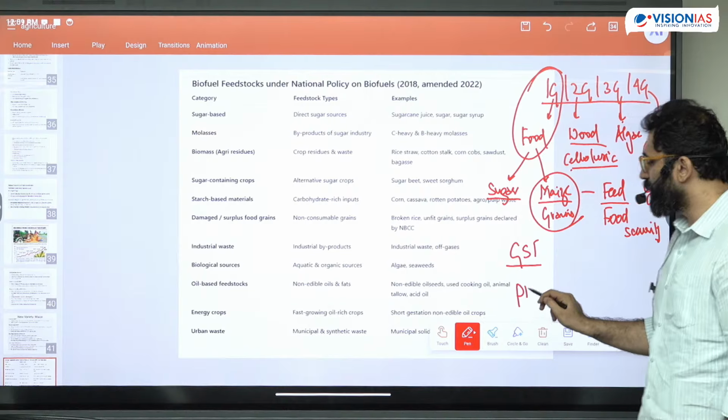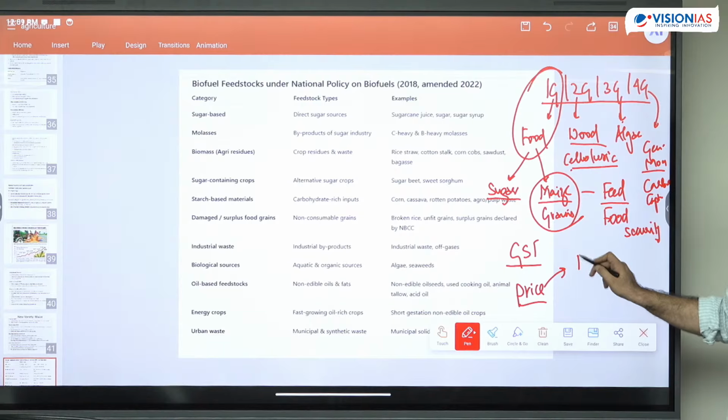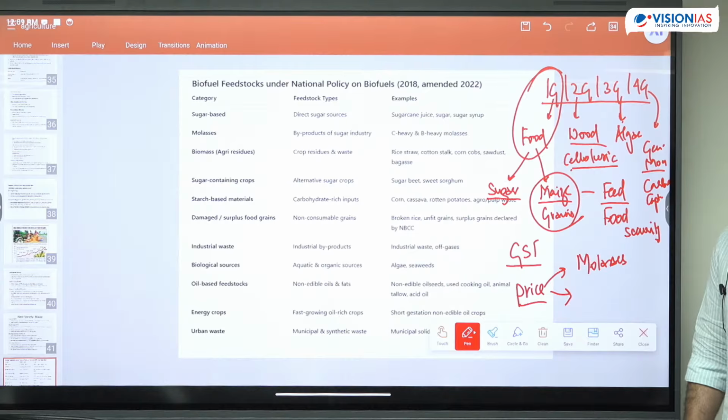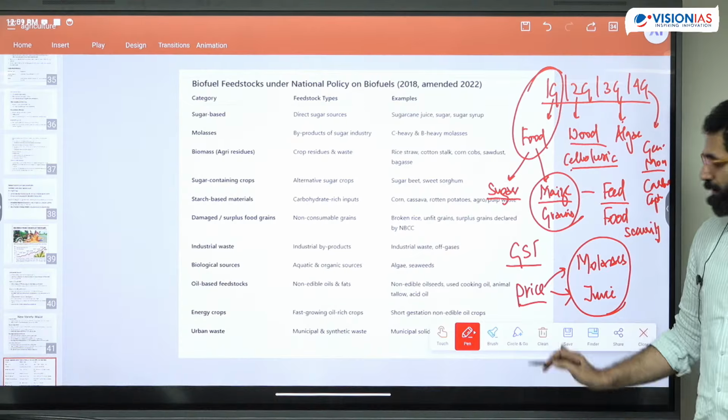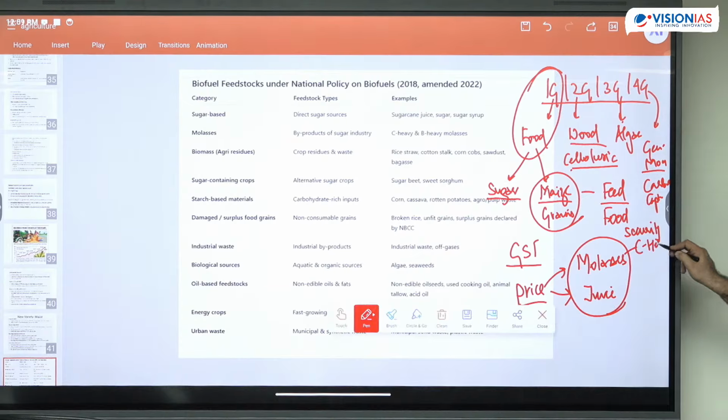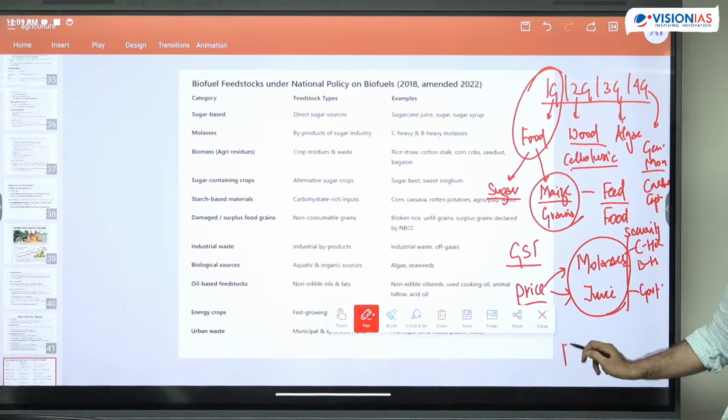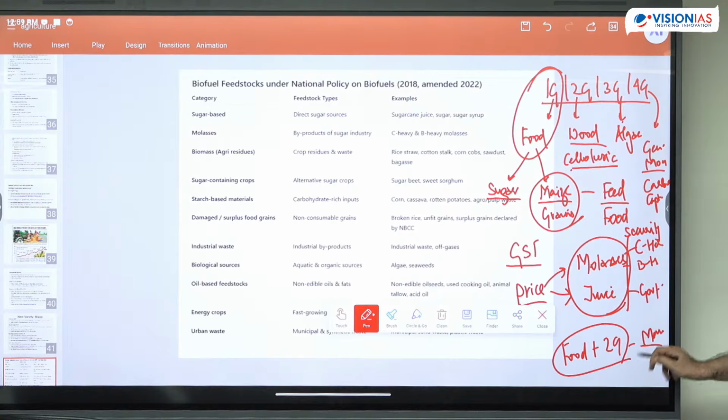Government sets the price for ethanol coming from molasses, ethanol coming from C heavy, B heavy. C heavy was not allowed, B heavy was allowed earlier. C heavy was allowed in 2018, and sugarcane juice. These are decided by government: C heavy molasses, B heavy molasses, and sugarcane juice. The rest, food plus 2G sources, is market decided, mostly by oil marketing companies. This is the pricing of ethanol.